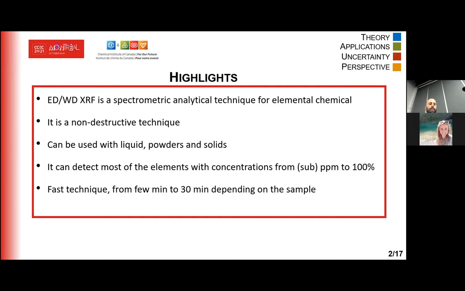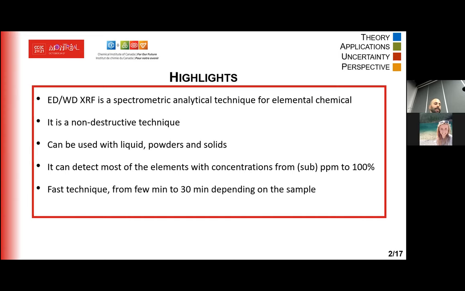It can be used with liquids, powders, solids, basically any state of matter, although gases are kind of difficult. It can detect most of the elements. Light elements are very difficult because oxygen and nitrogen are in the atmosphere, so it's difficult to separate them from your sample. But heavy elements up to uranium are easily detected. Heavier than uranium, it becomes more difficult, but there are not that many, so it's okay.